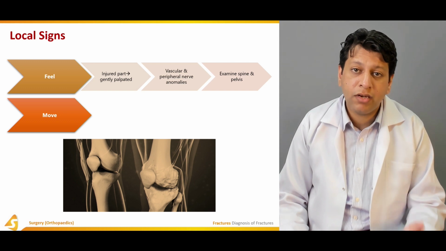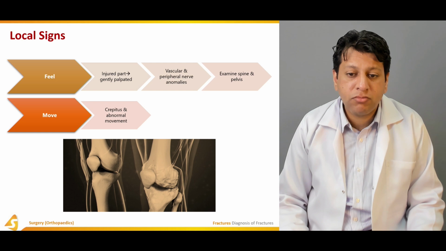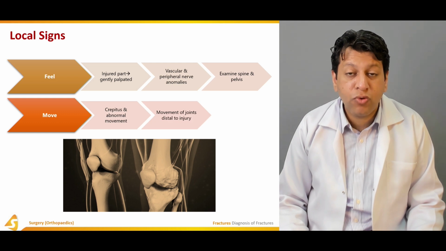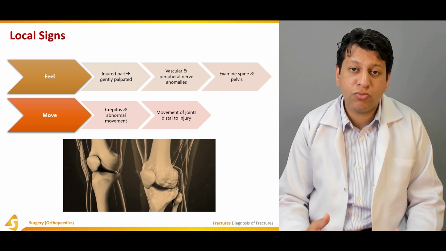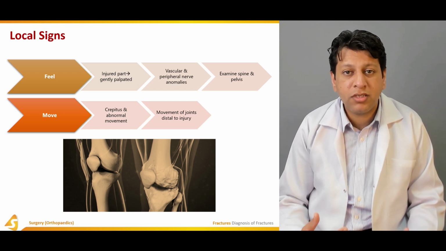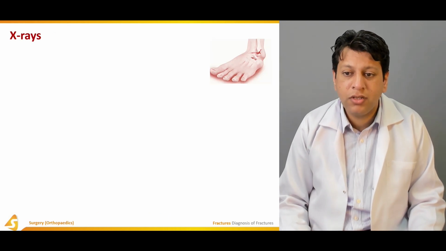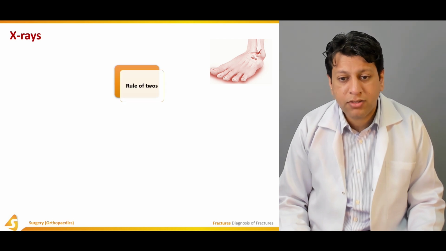Now once we have done the look and the feel, then we go for the move. Move is to press gradually. Crepitus and abnormal movements usually denote a fracture. We also have to move the joint distal to it. If the distal movement is highly painful, this means definitely there is some degree of fracture. But a definitive diagnosis can be made only on X-rays.